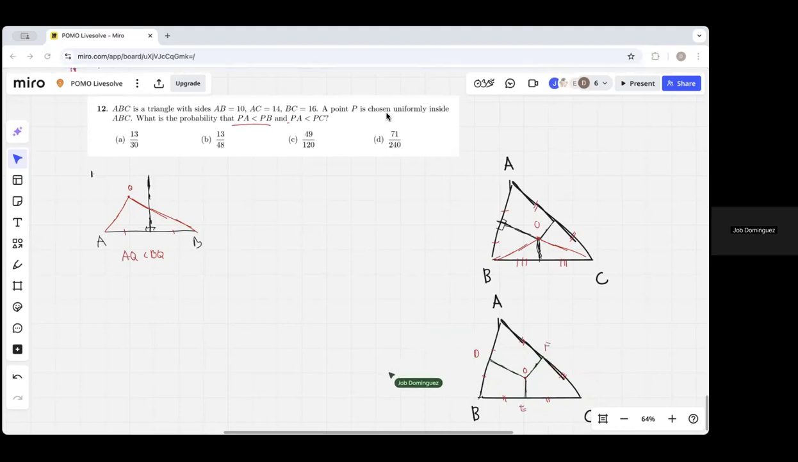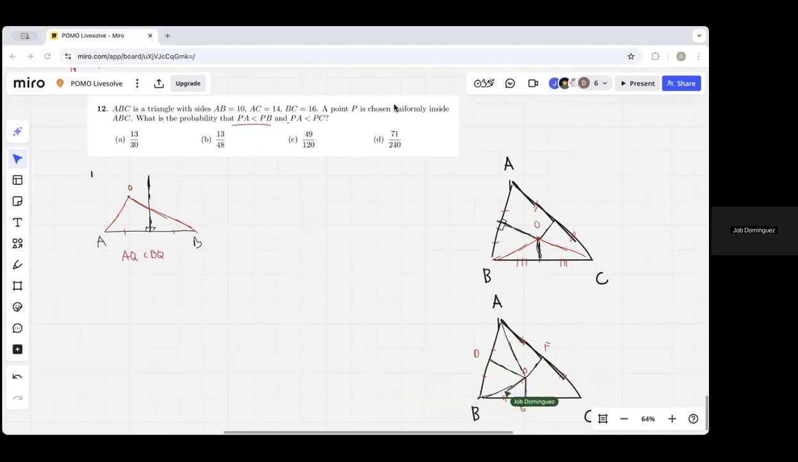So here's the main point of the problem. What should we do so that PA is the least likely? If you pick a random point here, I guess it's clear to see that we'll draw some more lengths here from the circumcenter first.